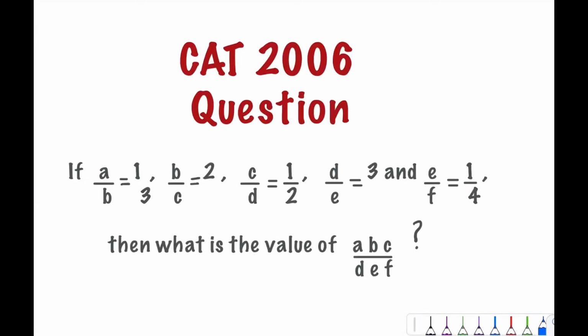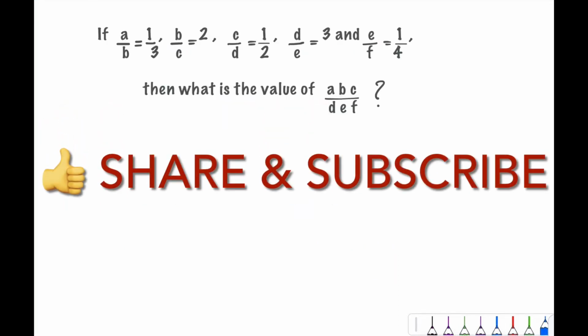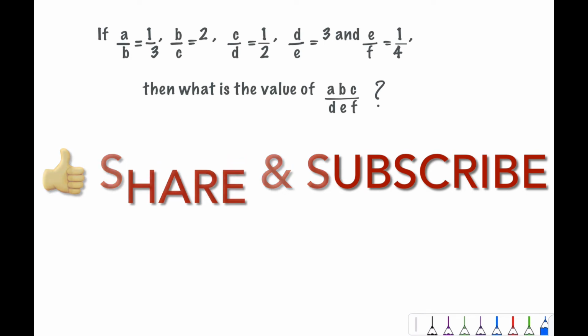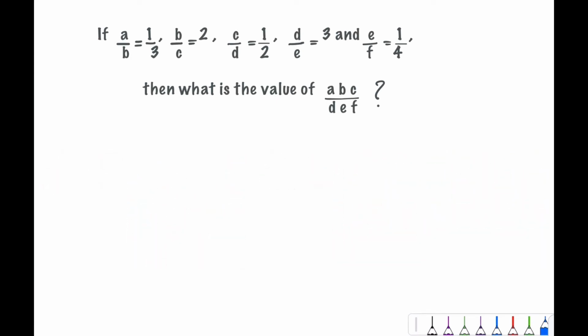Hello everyone. Today I am going to solve CAT 2006 examination question. So let's start. If A by B equal to 1 by 3, B by C equal to 2, C by D equal to 1 by 2, D by E equal to 3 and E by F equal to 1 by 4, then find the value of ABC by DEF.